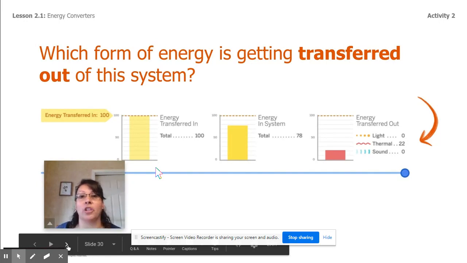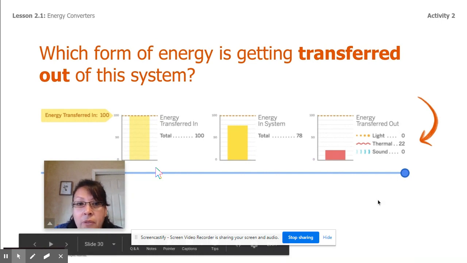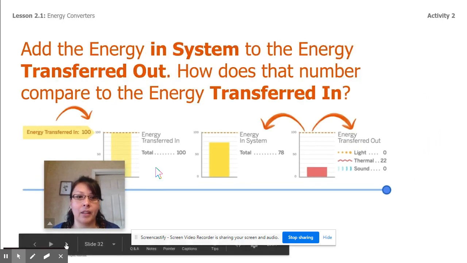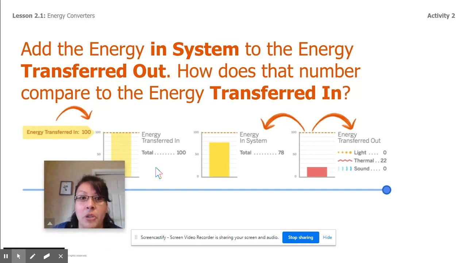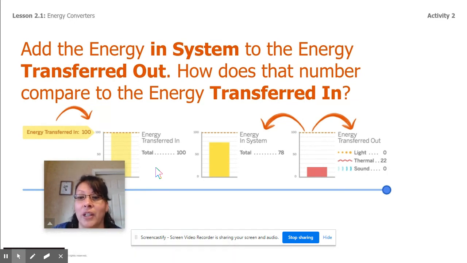Which form of energy is getting transferred out of the system? If you're looking at my analysis right here, on the very right, you're going to see the energy transferred out. So what form is being transferred out? Yeah, it's thermal. Nice job. Add the energy in system to the energy transferred out. So add this 78 and 22. How does that number compare to the energy transferred in?